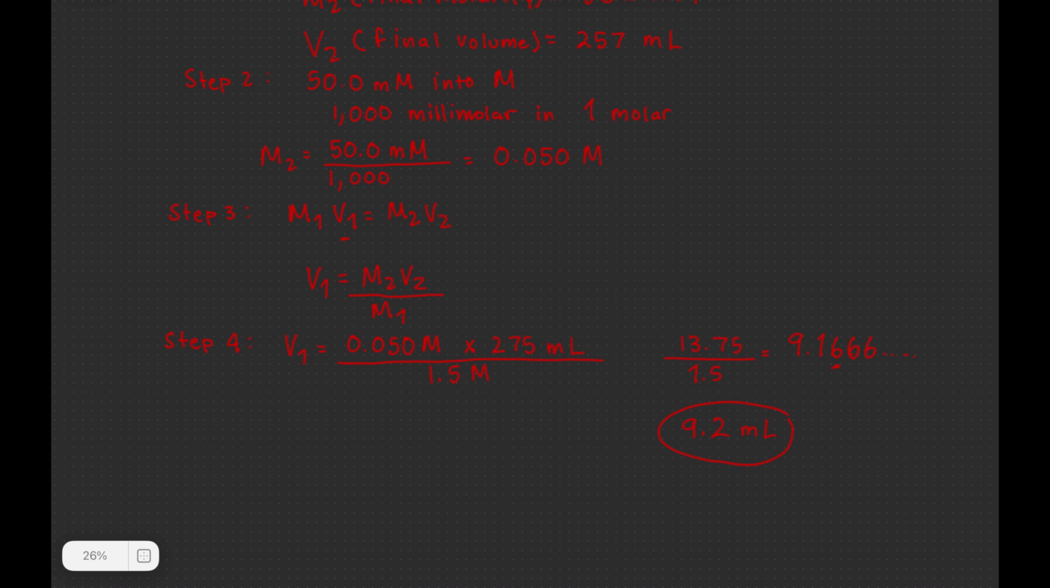By paying close attention to that millimolar versus molar distinction, we're able to avoid this huge error. And so in that lab, you would measure out 9.2 milliliters of your concentrated NaOH and add it to a flask. All right, let's move on to the next one.